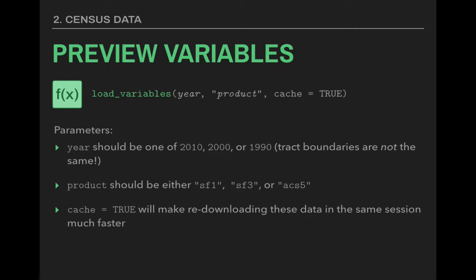The load_variables function takes three arguments. We give it a year. If we're looking for censuses, that would either be 2010, 2000, or 1990. If you need older census data, you'll have to use a different tool, not tidycensus. And then we enter a product, and the main product we're usually interested in is called SF1. This is the main US census, particularly for 2010. Finally, we'll set cache equals TRUE. If you have to re-execute your notebook, for example, this will make that second execution go quite a bit faster.